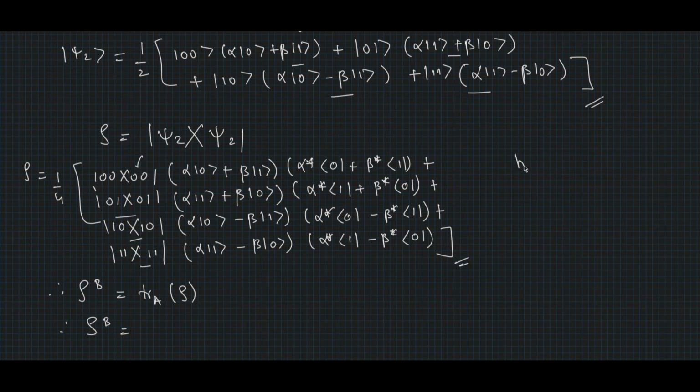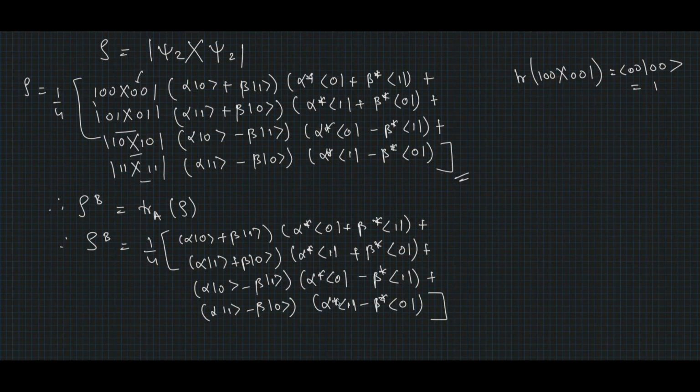If you take, for example, the trace of 00, it would be equal to the inner product 00, which is 1. Similarly, the trace of this would be equal to 1, this would be equal to 1, and this would be equal to 1. So, by tracing out Alice's system, all these terms will vanish and we will be left only with these terms. So rho b would be equal to this expression.